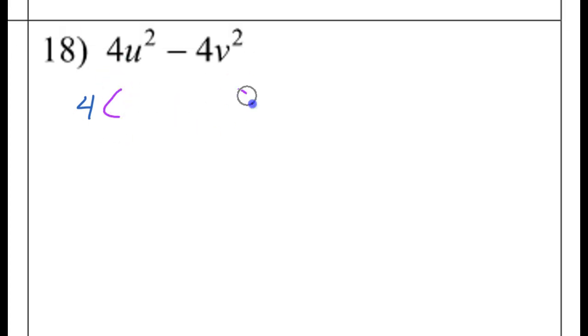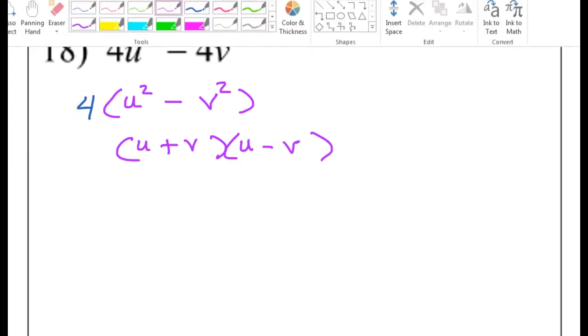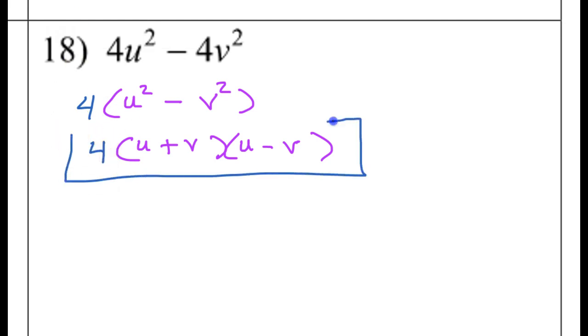Now, if I divide each term by 4, that's going to leave behind u squared minus v squared. This is the difference of squares. So that means I need to factor this further using the difference of squares pattern, which goes like this: u plus v times u minus v. And don't forget to bring down your common factor of 4. So this is the final answer.